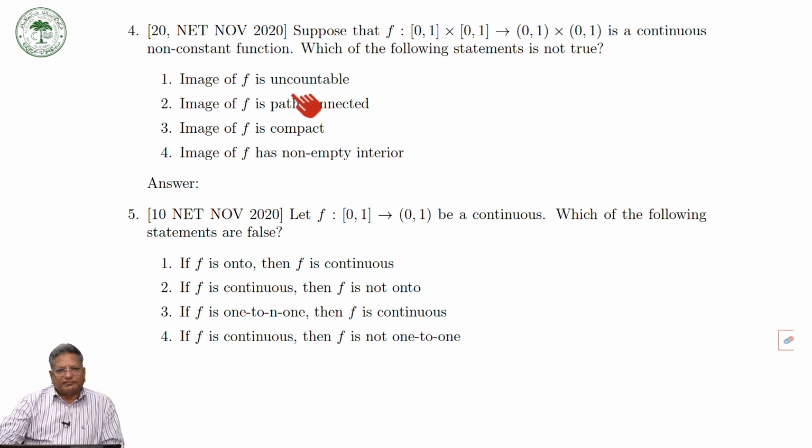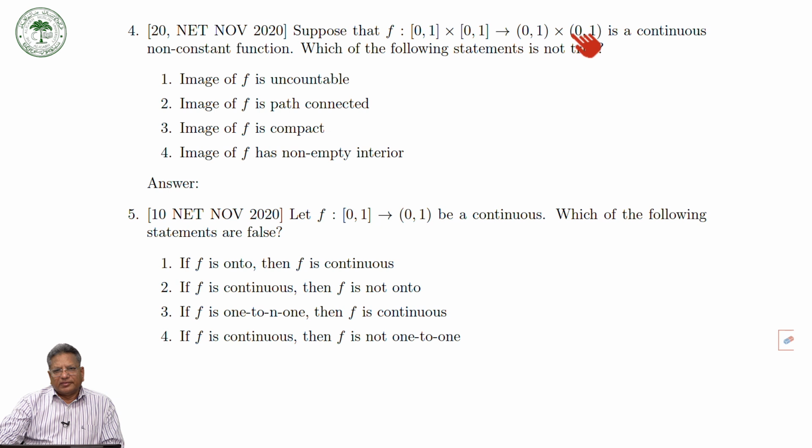The image of f must be a subset of the open interval, so you have to see whether a subset of this is countable or not. Any subset of this set, is it countable or not? So you will get the answer. Path connected, you forgot about the compact set. About the compact set, there is a possibility that, because this function is continuous, if you take the whole space, then the image of the whole set is the open set.